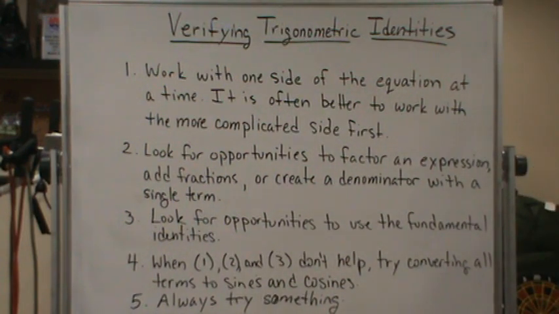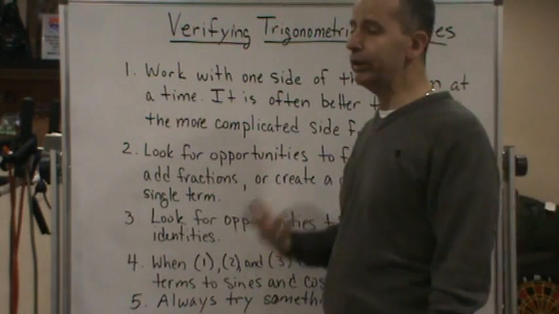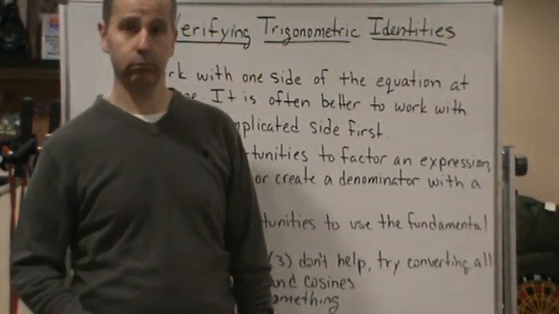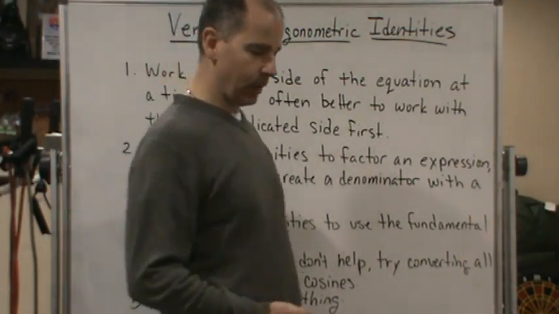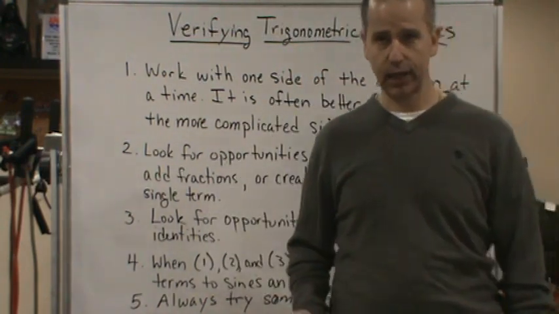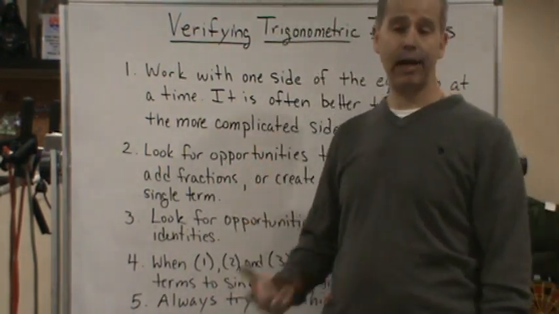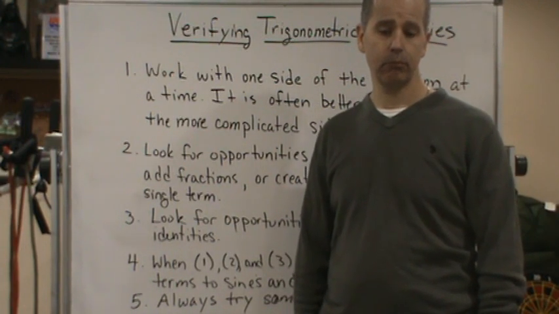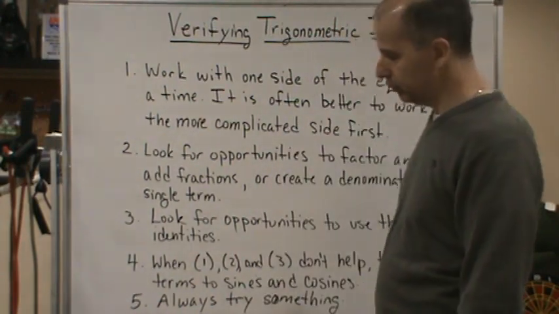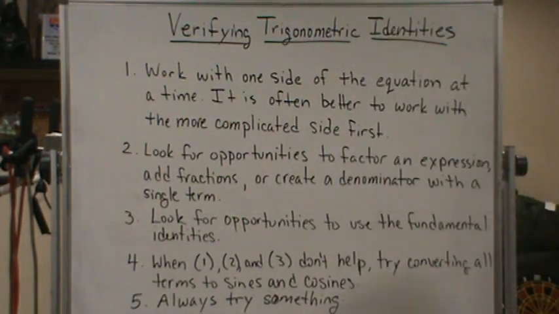Now, an identity is an equation that is true for all real values in the domain. For example, if I say sine squared x is equal to 1 minus cosine squared x, that is true for all values in the domain of x. The domain of sine x.